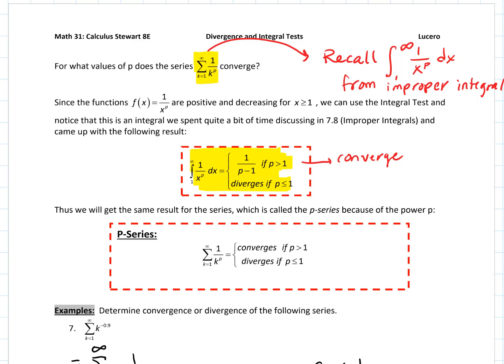This is going to be a very useful series when we move forward into our next set of tests, which are called comparison tests. And in the comparison test, knowing that it's something that's similar or could be compared to a P series will come in really handy, because we know exactly just by looking at a series, if it's a P series, we know that it will converge or diverge based on whatever that power is.